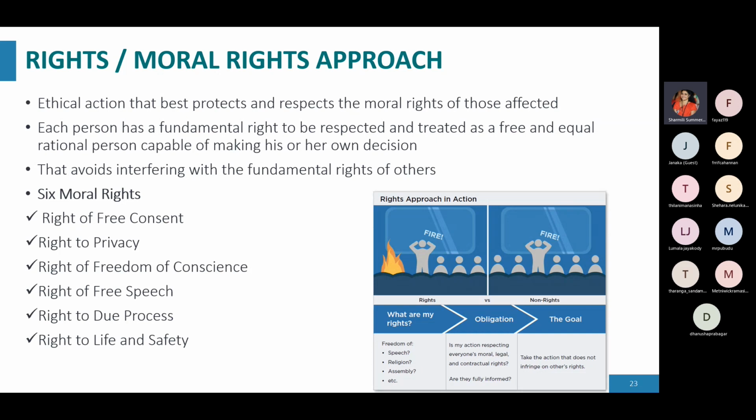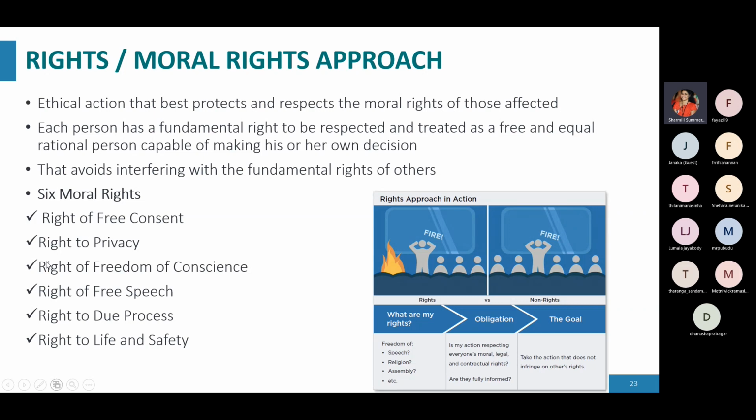Then the right to privacy. Each and everyone has the right to keep a private life. And the right of freedom of conscience, and the right of free speech. Each and everyone in society has a right to speak freely. But the sad thing is we are not freely speaking. The right to free speech is a basic fundamental right of every person, and then the right to due process and the right to life and safety.